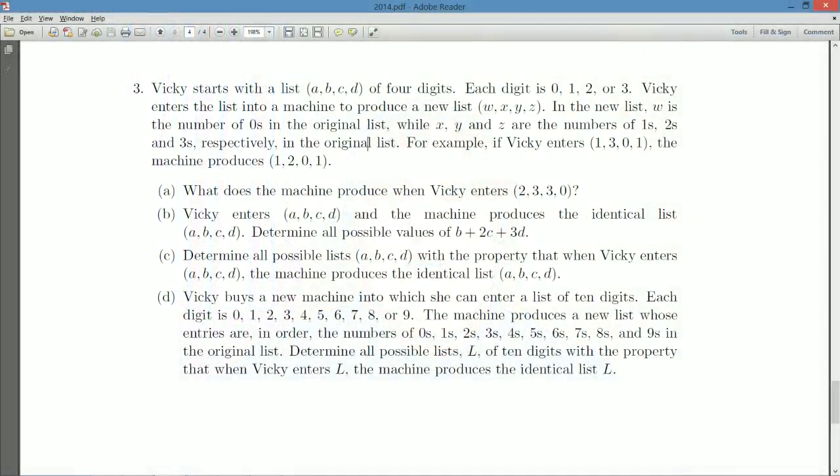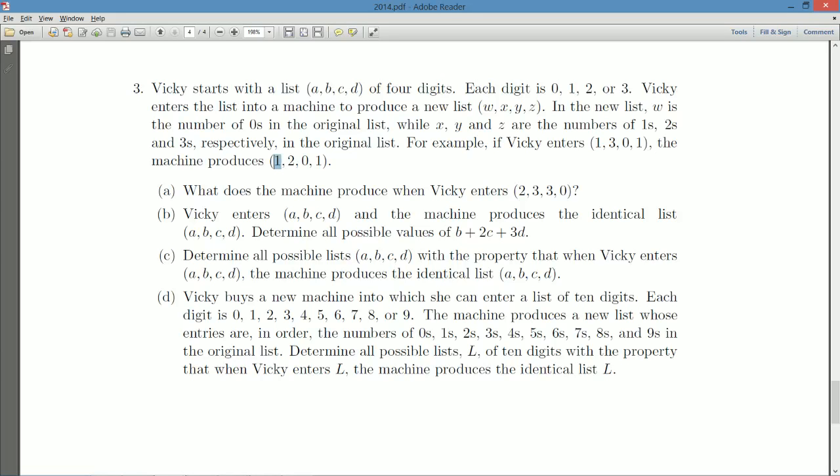So, Vicky starts with a list A, B, C, D of 4 digits. Each digit is a 0, a 1, a 2, or a 3. Vicky enters the list into a machine to produce a new list, W, X, Y, and Z. In this new list, W is the number of zeros in the original list, X is the number of 1s in the original list, Y is the number of 2s, and Z is the number of 3s, all in the original list. For example, if Vicky enters 1301, the machine produces 1201.